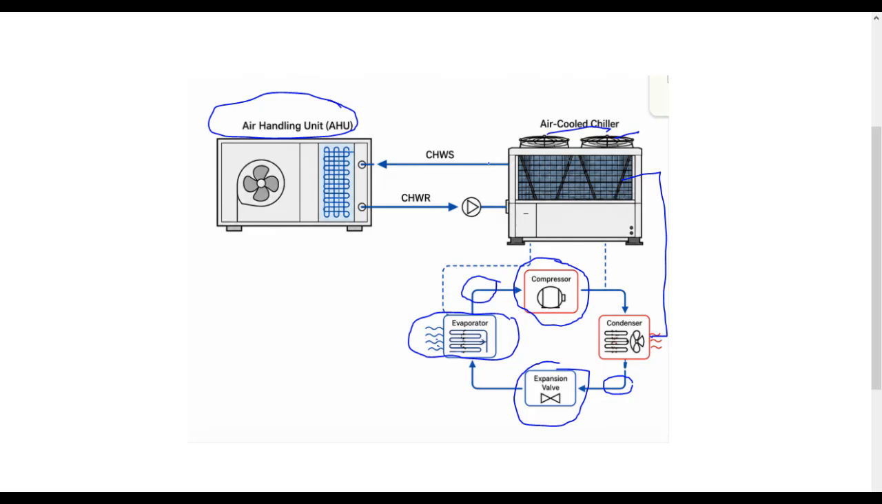Here we also get low temperature water, and we supply this low temperature water to the air handling unit. In the air handling unit we have a cooling coil. The air that comes from outside is passed through this coil, and the water absorbs heat from the air, and we get cold air, which we supply to the rooms and different areas. The temperature of this water increases by about 10 Fahrenheit, and then we supply it again to the air cooled chiller. So this process happens again and again.